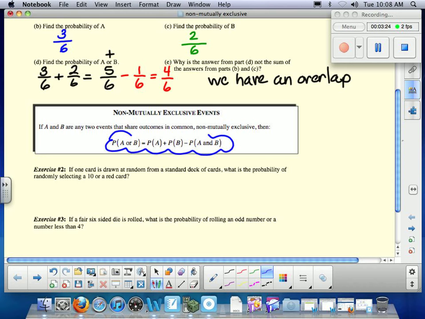So I do like this box, and you know that oftentimes I don't. This time, if we have a non-mutually exclusive event, okay, so we have the double dippers or overlaps, we're going to add them together because we still have the or situation, but we have to subtract that double dipper or overlap.